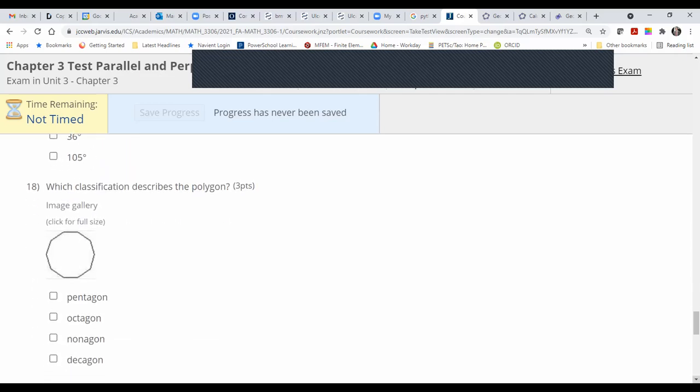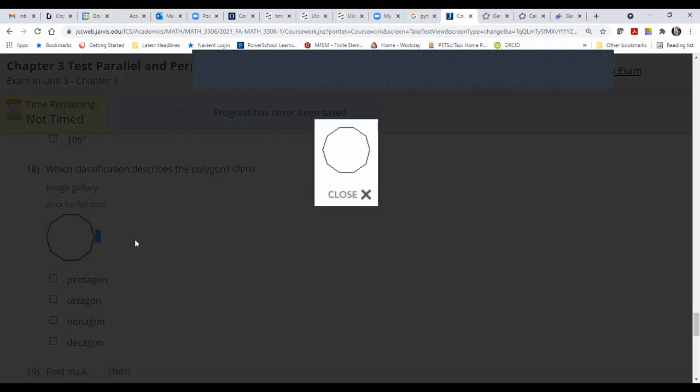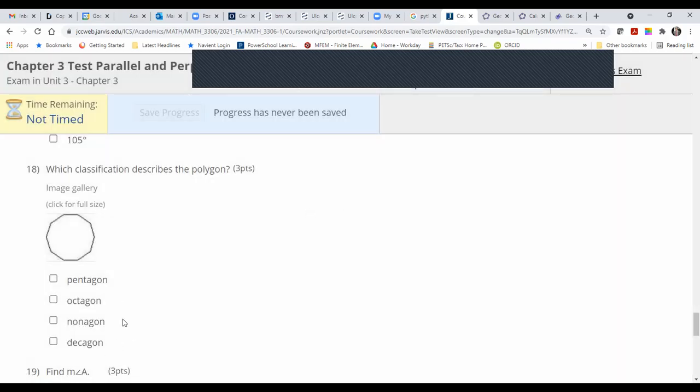And which classification describes the polygon? Okay. So you need to see the definition of the polygon. How many sides here? 1, 2, 3, 4, 5, 6, 7, 8, 9, 10. 10, right? Yeah. Then 10 angles. So you need to find what the answer is here. Okay.